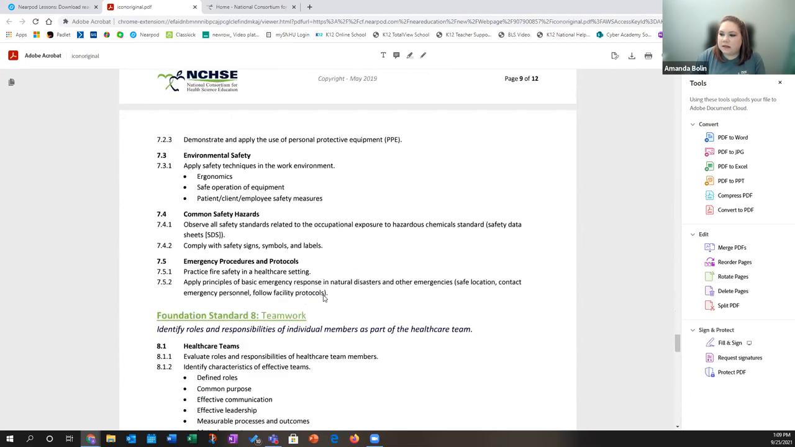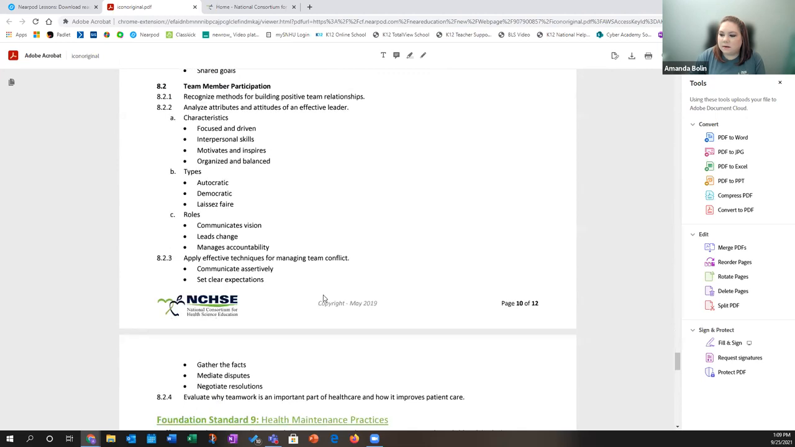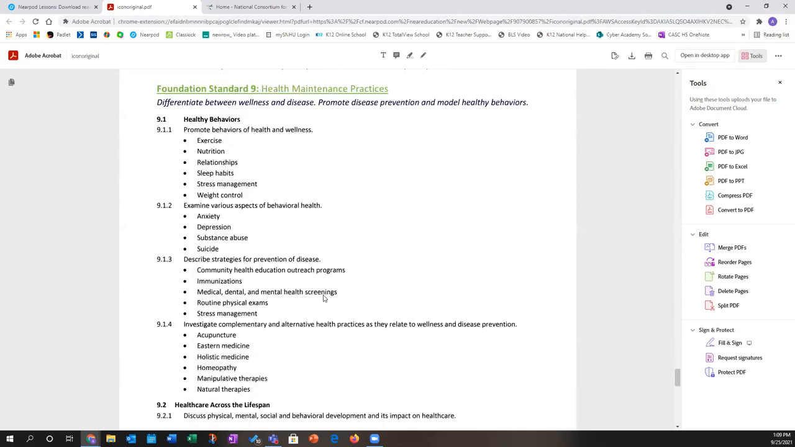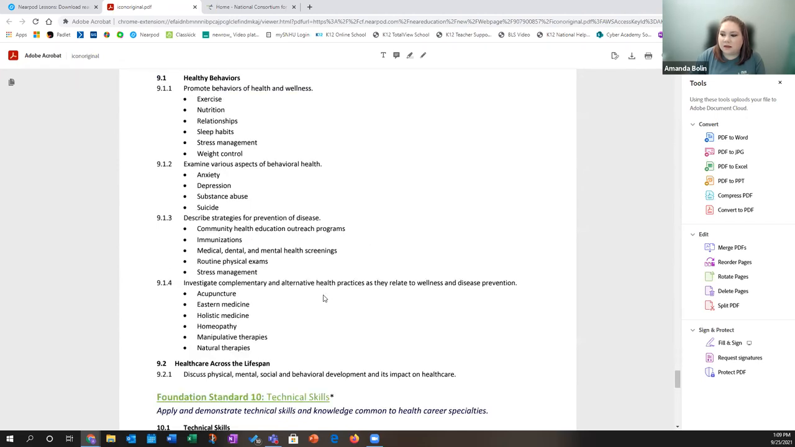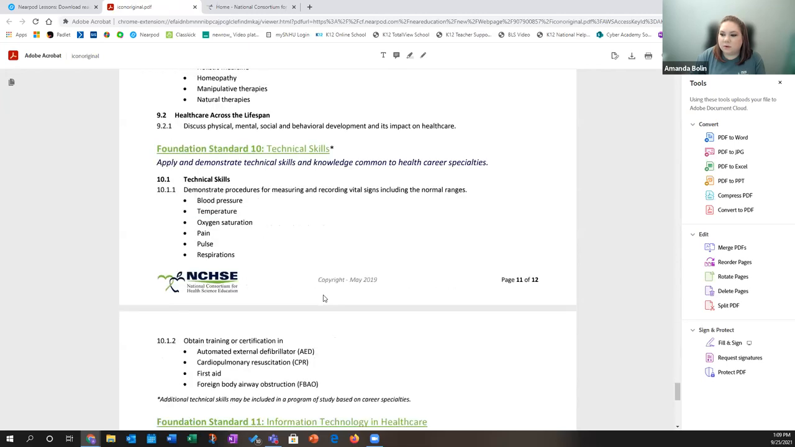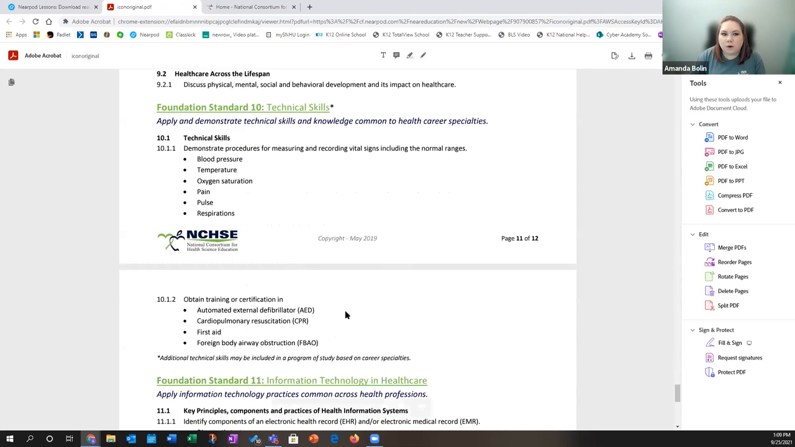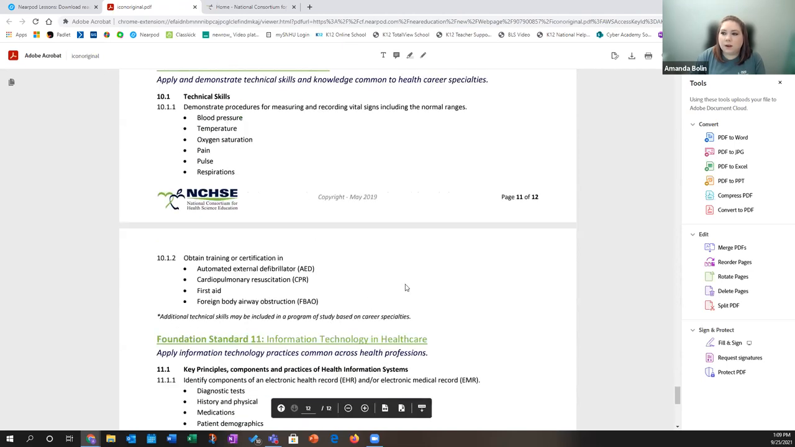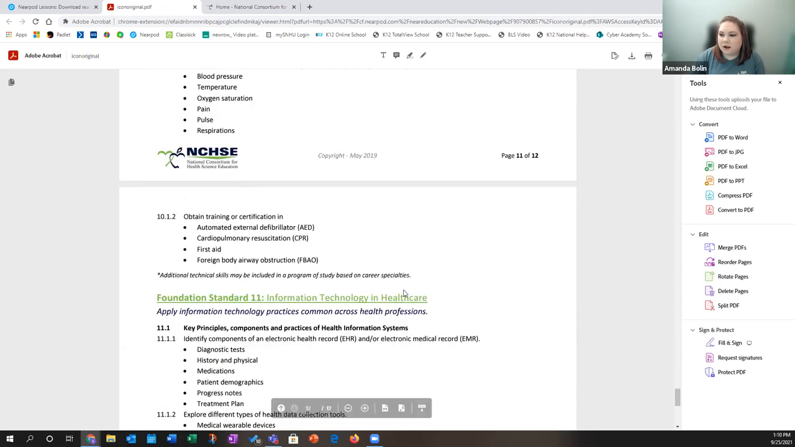And then teamwork. Health maintenance, which is going to be our healthy behaviors, our Maslow's hierarchy of needs and things like that. Technical skills, so what skills we want our students to know, like blood pressure, temperature, all those vital signs, first aid, CPR, OSHA certification, all of those different certifications there.